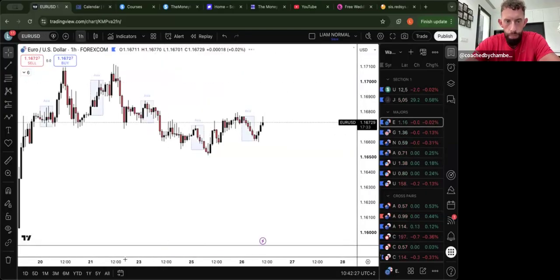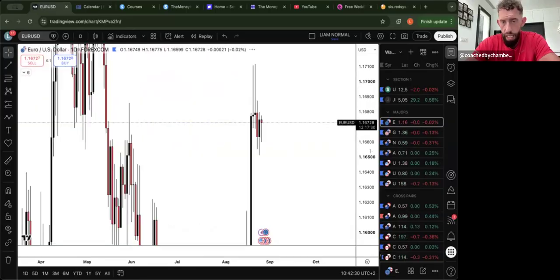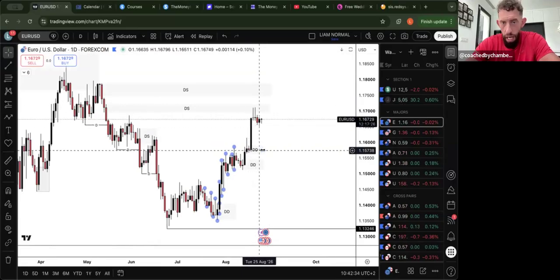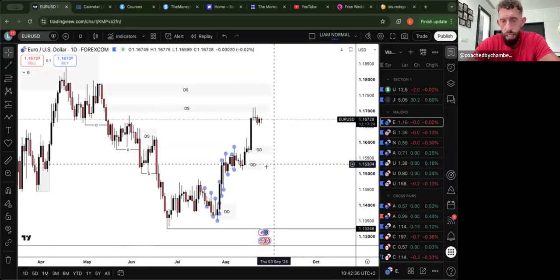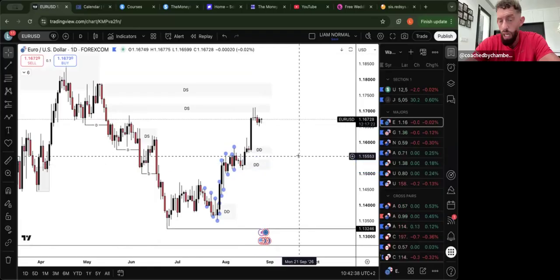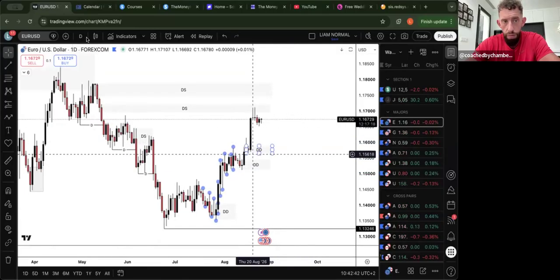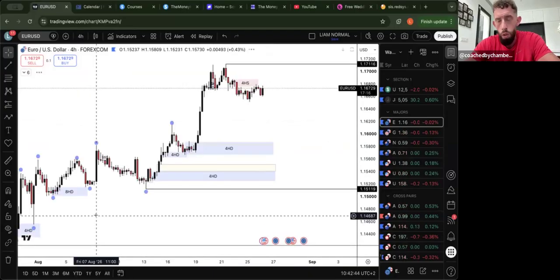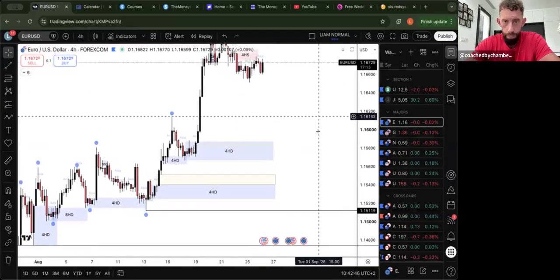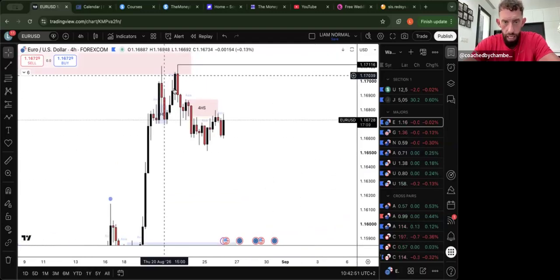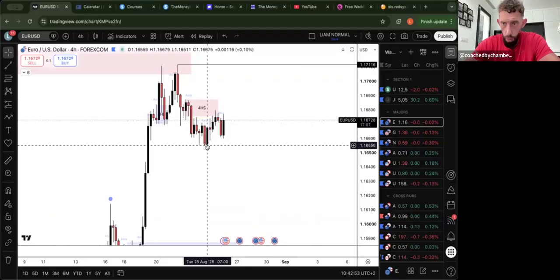Euro USD. Again, we can go into the daily, and what you can see is we had a reaction from this supply area. We're still waiting for market to come into these lower parts down here. Again, nowhere near that at this moment in time. And we've got a lot of imbalance to fill. But if we go into the four, you will be able to see that from this 4 hour, we've had markets start to drop away.